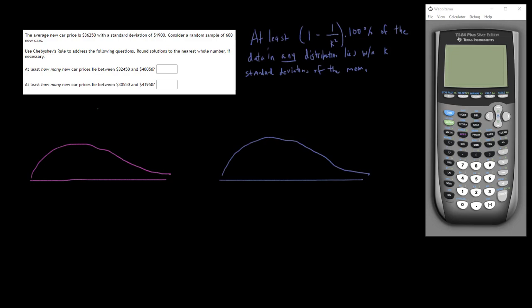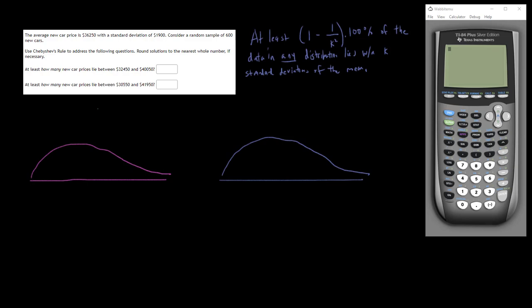So here's what Chebychev's rule or Chebychev's theorem says. It says at least 1 minus 1 over k squared times 100% of the data, of the observations in any distribution, lie within k standard deviations of the mean.